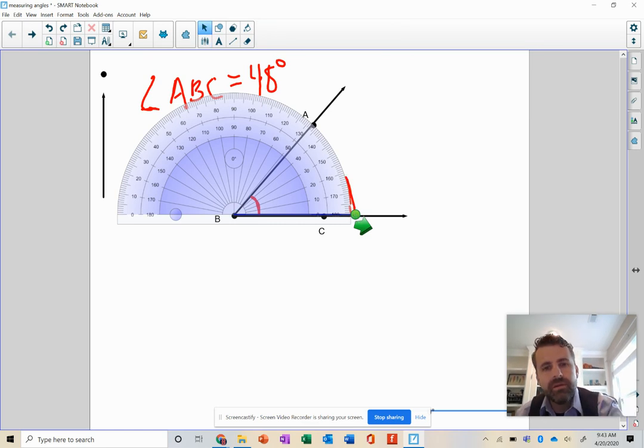Now, my protractor on the computer here has a cool feature. Usually it'll let me, but let's see. I might have to use my mouse instead of my pen. There we go. So I can actually move this green dot up here and match it up with my line, and look, 48 degrees exactly.